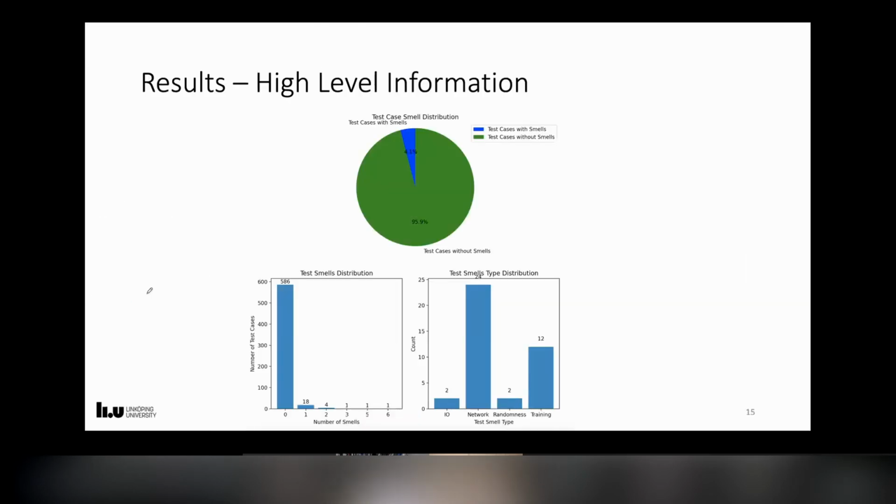If you want to know a little bit more high-level information, it can tell you about the test smell. How many test cases are without the test smells? What is the number of smells? So 18 test cases have one smell, 4 test cases have 2, and so on, and the distribution of the test smell. So you have I/O test smell, network, randomness, and testing. These test smell categories come from a study on the internet that investigates test smells in the Python language. So we got this category from them.